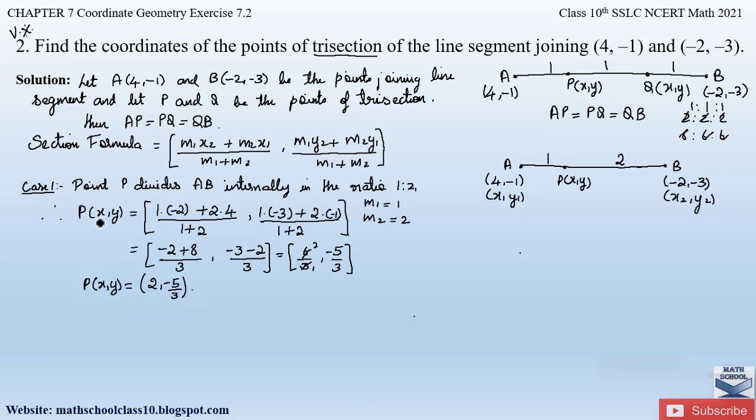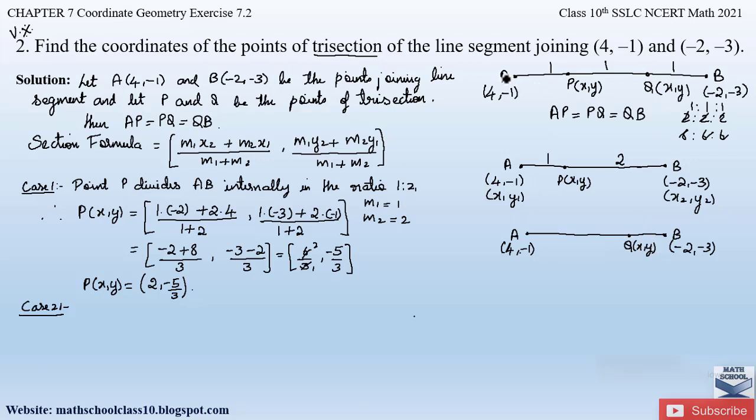Now similarly, let us take case 2 and find out the coordinate Q values. So again let us consider the line segment AB with point A whose coordinates are given as 4 comma minus 1 and point B minus 2 minus 3. Now where is the point Q? The point Q is here, whose coordinates has to be found out.